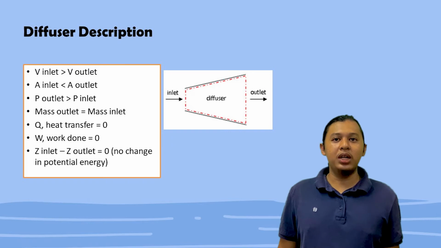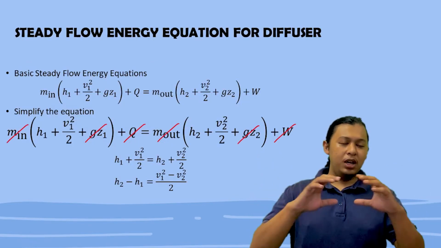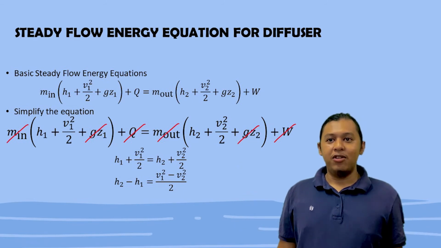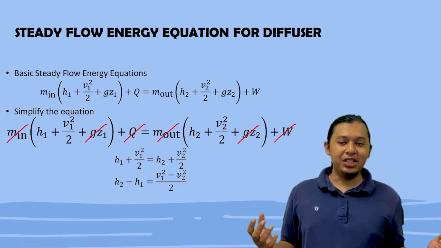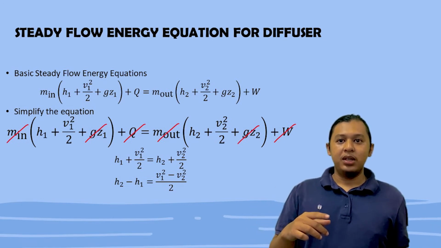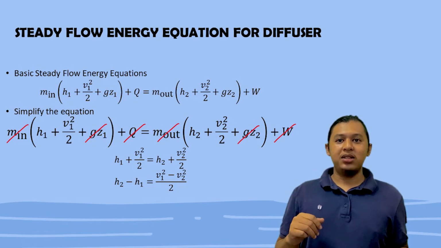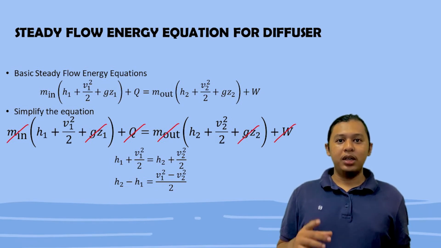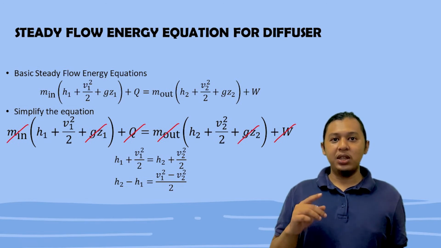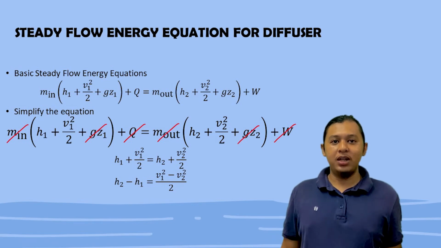Okay, moving on to the steady flow energy equation for the diffuser. This will be a long explanation. Firstly, we take the basic steady flow energy equation, which is m inlet in brackets h1 plus V1 squared over 2 plus gZ1, close bracket, plus Q equals m outlet in brackets h2 plus V2 squared over 2 plus gZ2, close bracket, plus W.